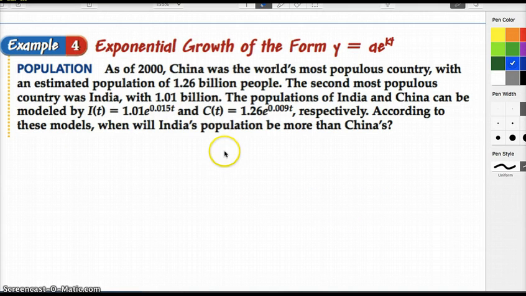Our final problem is looking at the relationship or the comparison of the populations of China and India. So as of 2000, China was the world's most populous country with an estimated population of 1.26 billion people. The second most populous country was India with 1.01 billion. The populations of India and China can be modeled with these equations. So they gave us nice equations with the K values already there. Yay! Respectively, according to these models, when will India's population be more than China's?